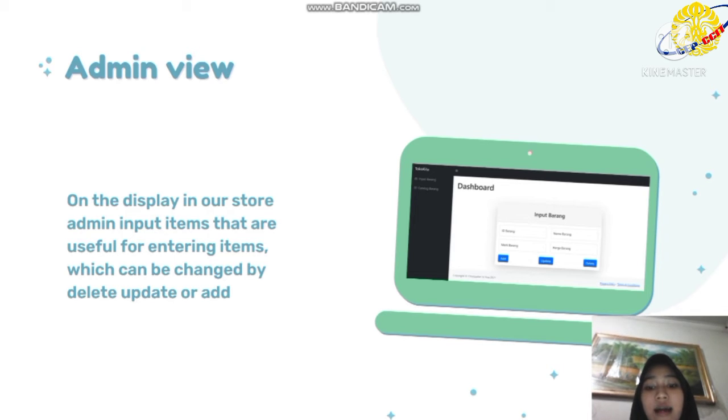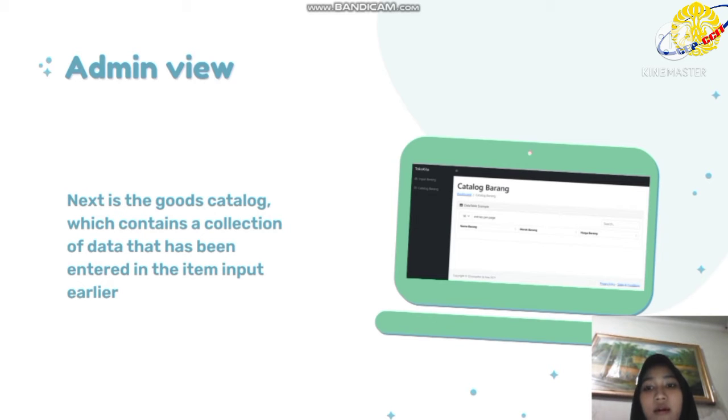And at the item input, we can add, delete, and update the data that we have. Next is the goods catalog, which contains a collection of data that has been entered in the item input earlier. The goods catalog is a display of the data that we have entered in input of the goods.